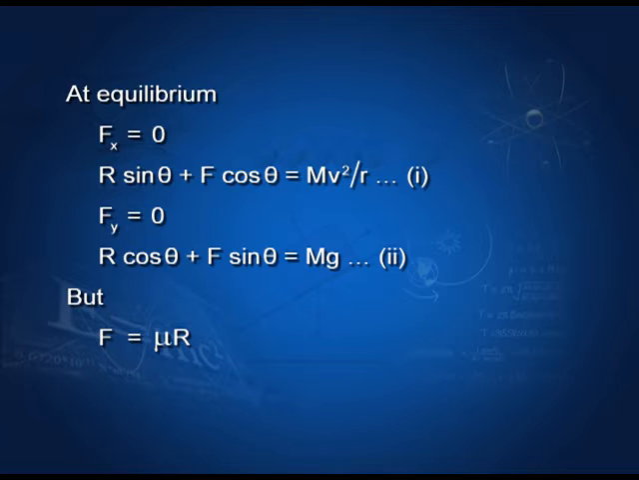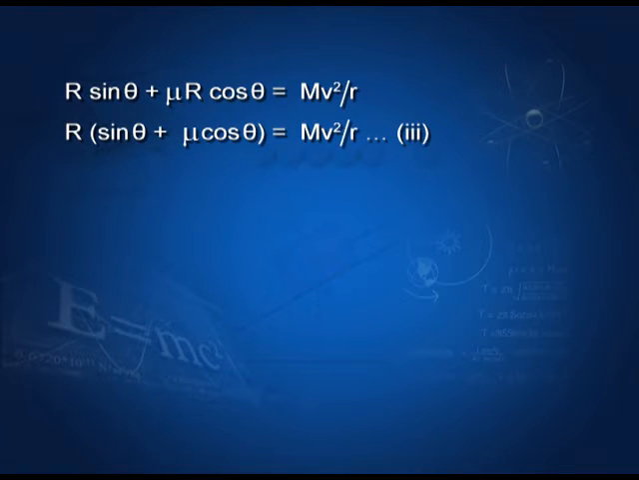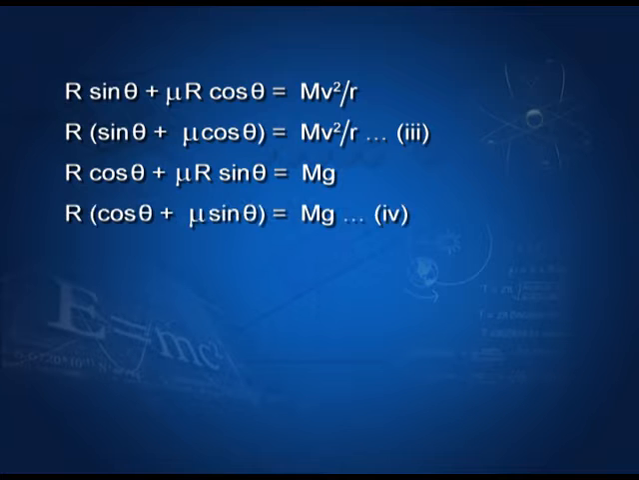Substituting these values in equation number 1 and 2, we get R sin theta plus mu R cos theta is equal to mv square upon r. Taking out R common, we get (sin theta plus mu cos theta) into R is equal to mv square upon r. See, this is equation number 3. From equation number 2, we get R cos theta plus mu into R sin theta is equal to mg. Taking out R common, we get (cos theta plus mu sin theta) into R is equal to mg. See, this is equation number 4.